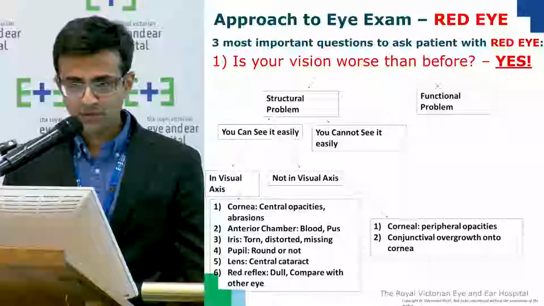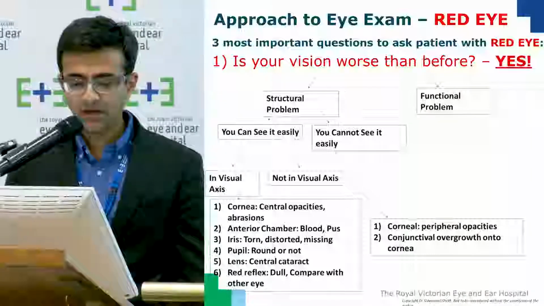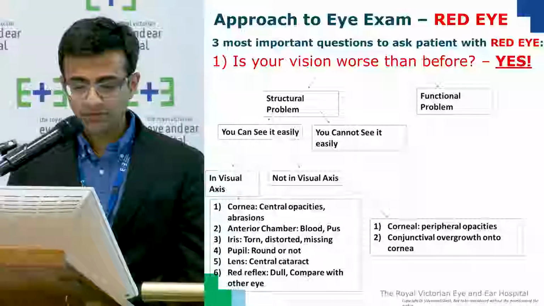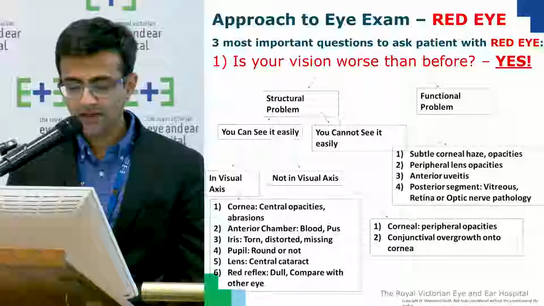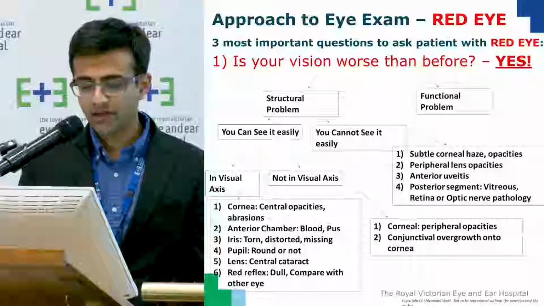So that's the list of things you can see, and things that you cannot see easily. That is still a structural problem for which you may need higher magnification or slit lamp, or refer to us. That's what can still explain a drop in vision with the red eye. It's a subtle corneal haze or opacities.